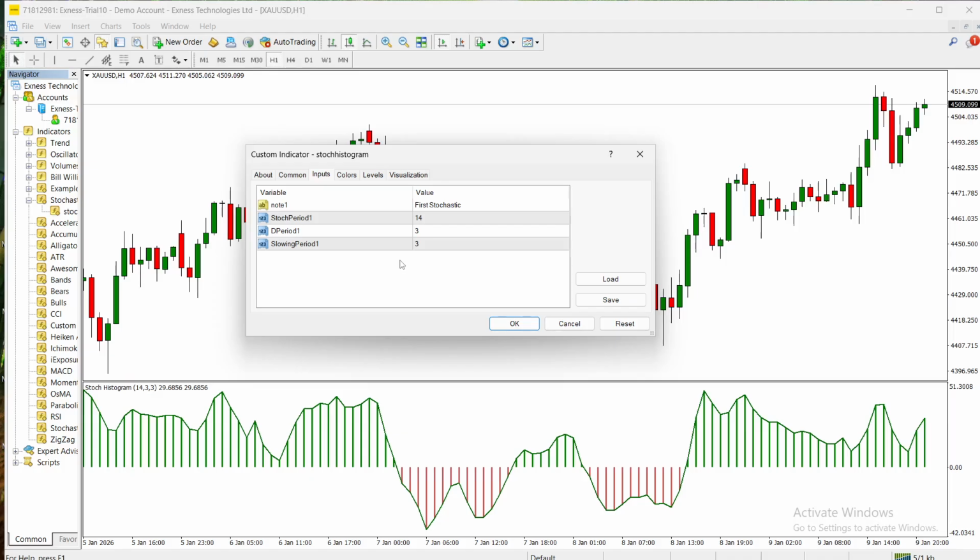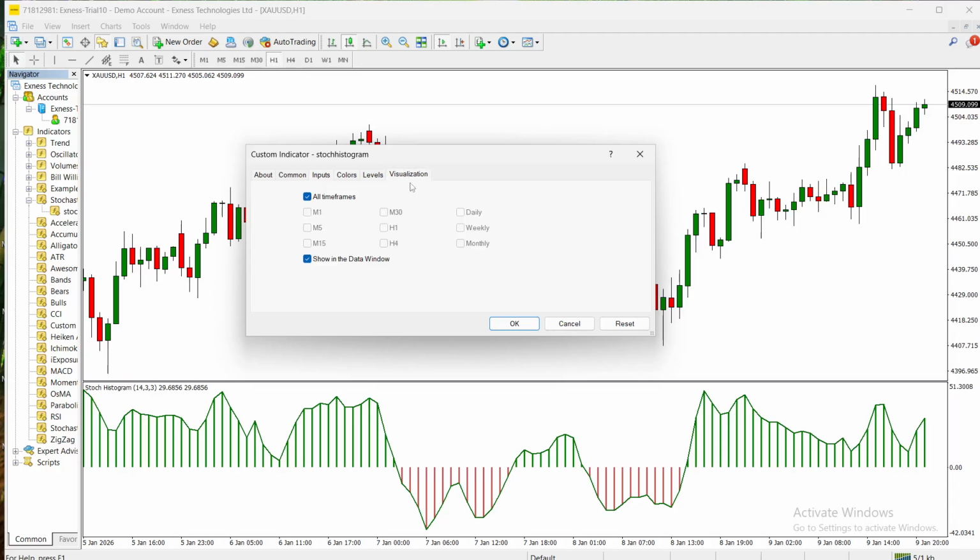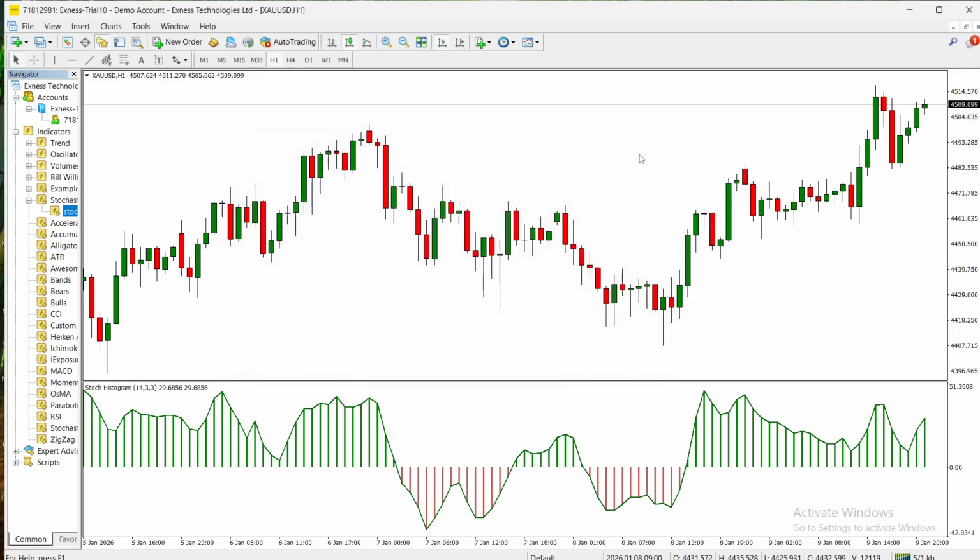The histogram format works across all time frames, from the 1 minute for scalping to H4 and higher for swing trading, with periods H4 and above generally providing the most reliable signals due to reduced market noise. As for usage, the stochastic histogram indicator is suitable for traders who want a more visual representation with stochastic momentum that highlights crossovers, divergences, and extreme zones more clearly than traditional line formats.